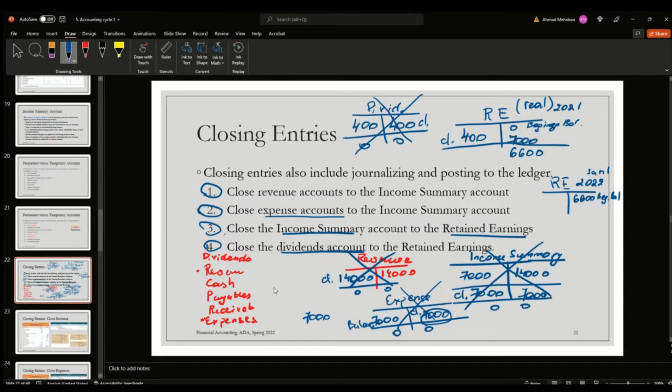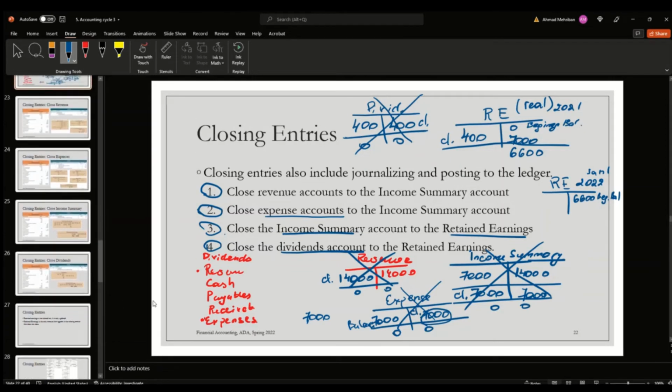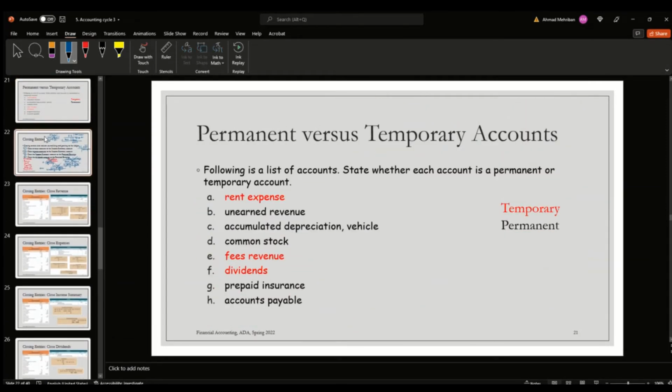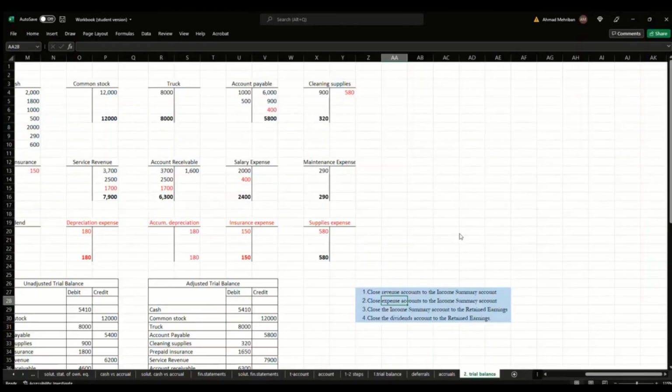Now, obviously, this is only theoretical explanation. Again, I strongly advise to look into the slides that provide even more details and explanation. And now we will switch to the Excel workbook, where I will explain in detail on our previous exercise how to do those closing entries there.